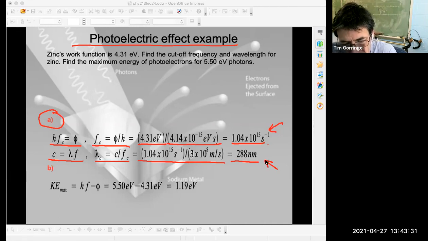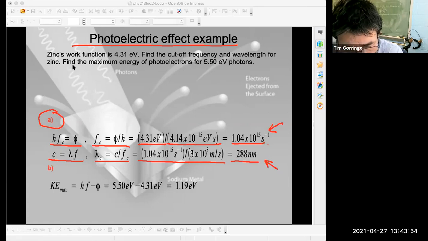So 288 nanometers, if that's the longest wavelength, that's a shorter wavelength than visible light. And that's like our little experiment, our little demonstration. Visible light couldn't emit the electrons. It was ultraviolet light that can emit the electrons. So that was part A.